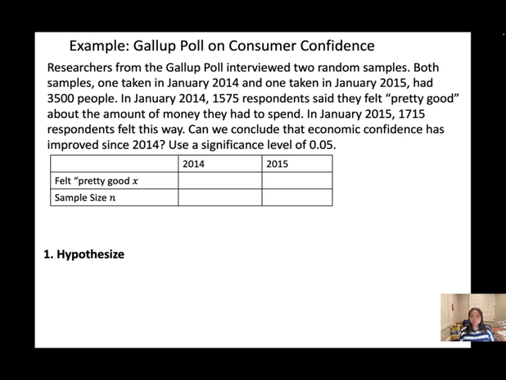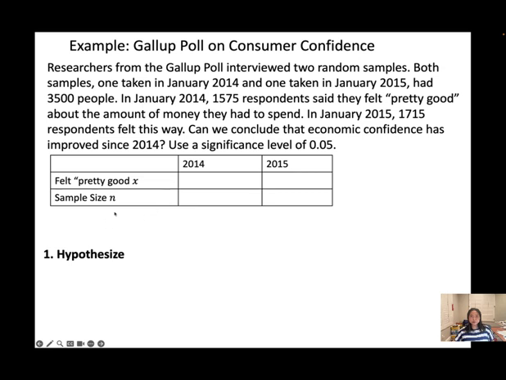Researchers from the poll interviewed 2 random samples. Both samples, one taken in January 2014 and one taken in January 2015, had 3,500 people. In January 2014, 1,575 respondents said they felt pretty good about the amount of money they had to spend. In January 2015, 1,715 respondents felt this way. Can we conclude that economic confidence has improved since 2014? Use a significance level of 0.05.